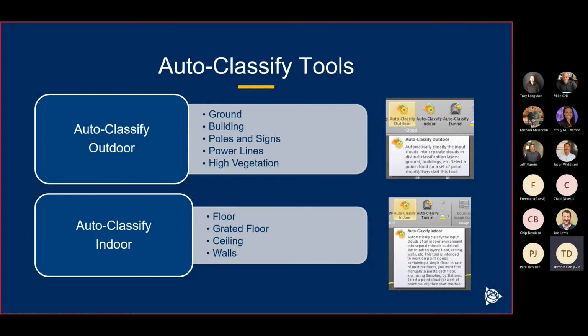We just don't have a data set that we're really going to focus on for the auto classify. But with auto classify, you have the outdoor option, which gives you ground, building, poles and signs, power lines, and high vegetation.